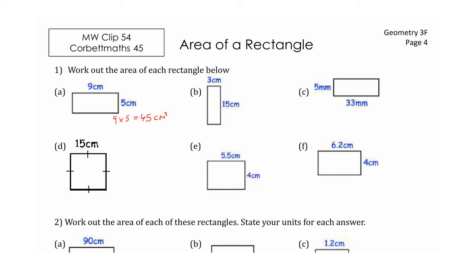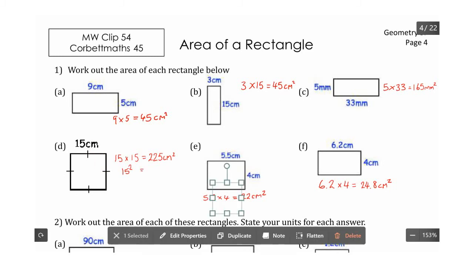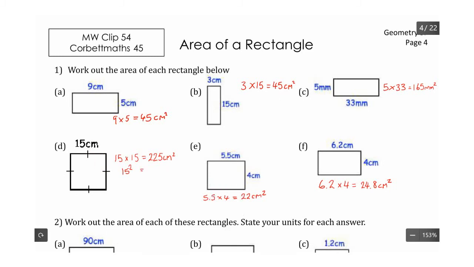I'm going to pause the video here, have a go, and then have a look at the answers. Okay, here's the answers to those questions. Just note that this one, part C, was in square millimeters, and the only other thing I want to mention is that for question D, it was a square, so just doing 15 times 15, but we could also write that as 15 squared. This is where the term squared comes from, because it would give you the area of the square with sides of 15, and that's equal to 225 square centimeters.